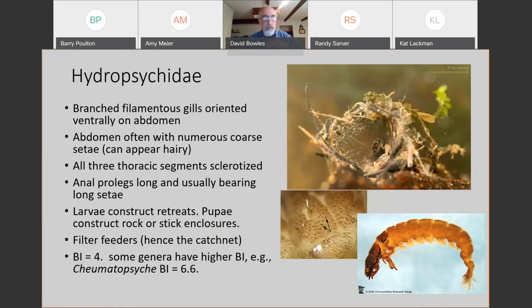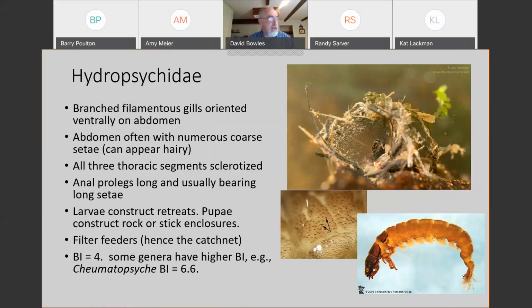And sometimes in streams, particularly with Homoplectra, if you find a bedrock substrate, you'll see all these little catch nets oriented into the current. Sometimes they are so dense at these locations that they'll actually build another row of catch nets on top of that, so you have a multi-layer of catch nets going on. And that's perhaps where the stridulation comes into importance there. As pupae, they take rocks and use their silk to make rock shelters around themselves, but they don't build stone cases. All of the hydropsychids are filter feeders, hence the catch net.